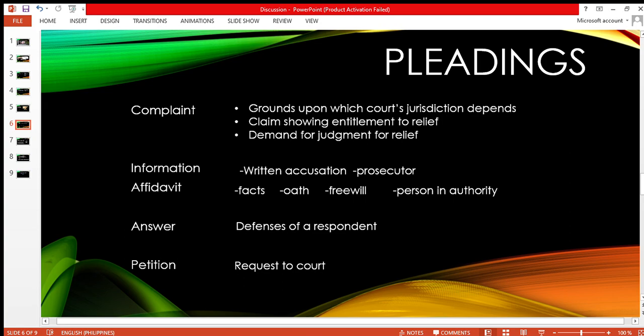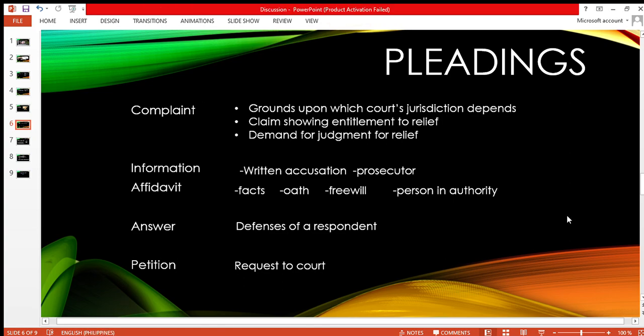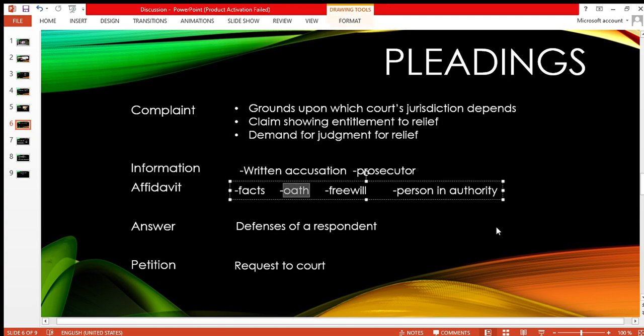And these statements as to the circumstances of the incident or surrounding the crime or the case are what we call affidavits. This affidavit is a written document containing the statements of an individual as to the facts of the case, and the one executing the affidavit is what we call the affiant.